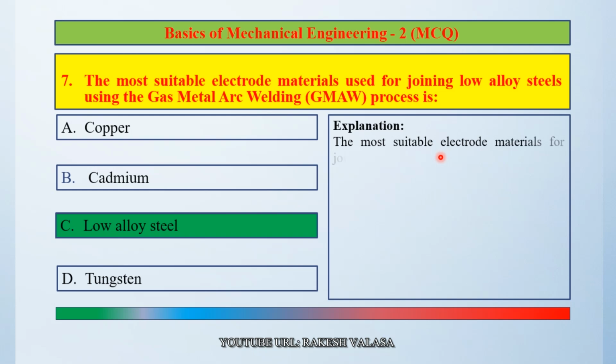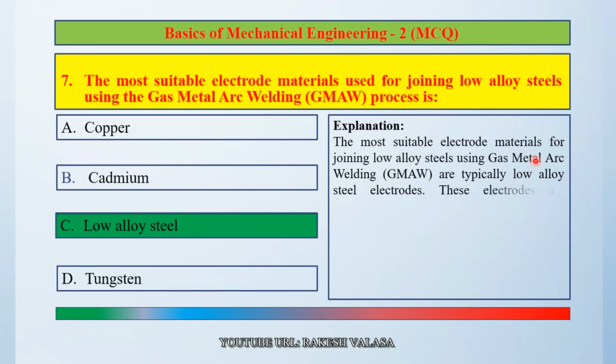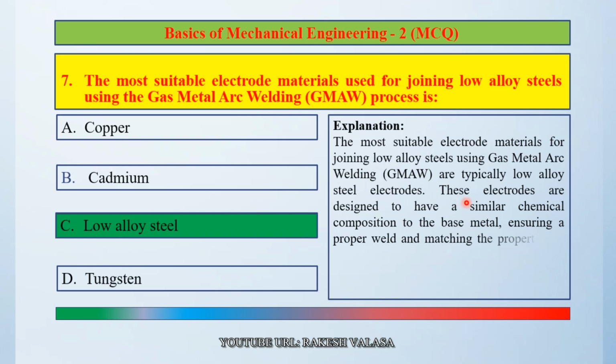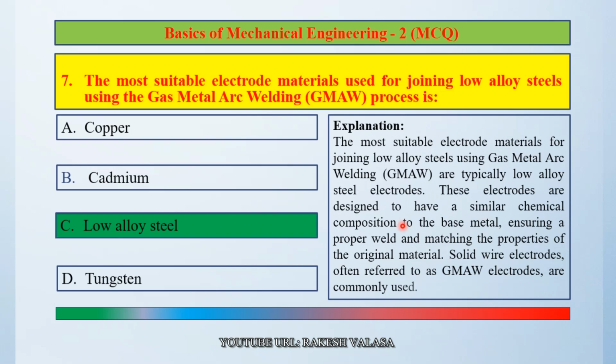The most suitable electrode materials for joining low alloy steels using gas metal arc welding are typically low alloy steel electrodes. These electrodes are designed to have a similar chemical composition to the base metal, ensuring a proper weld and matching the properties of the original materials. Solid wire electrodes, often referred to as gas metal arc welding electrodes, are commonly used. So the correct answer is option C, low alloy steels.